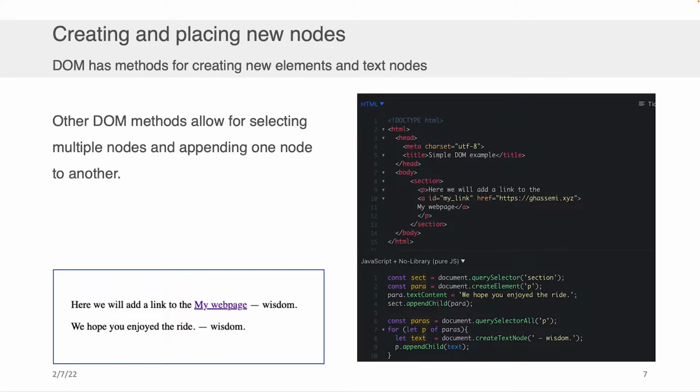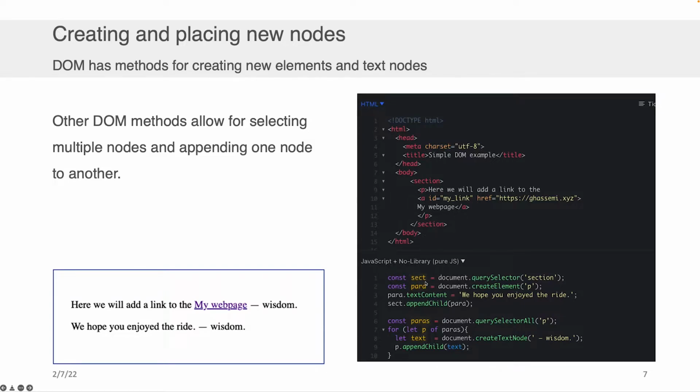So in addition to being able to query for nodes, there are also methods within the DOM for creating and placing new nodes. Okay? What I'm showing here on the right-hand side is a modification of the code that we had earlier. So a lot of this is the same. You can see we still have that same HTML document at the top, but I've added or changed some of the JavaScript. So let's go through it together.